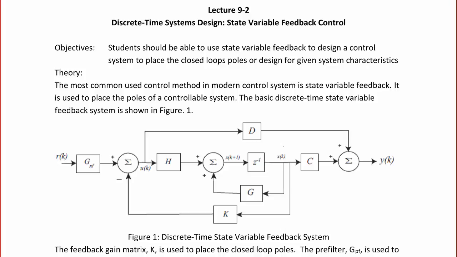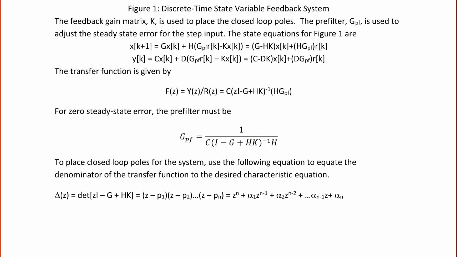get X(k). And you have your C matrix and your D matrix that feed together to make Y(k). And you have the controller K that feeds back your gains, which is where we get the state variable feedback from. The selection of that K matrix is how you design for certain system characteristics or closed loop poles. The feedback gain matrix K is used to place the closed loop poles, and the pre-filter is used to adjust the steady state error, as I stated earlier.